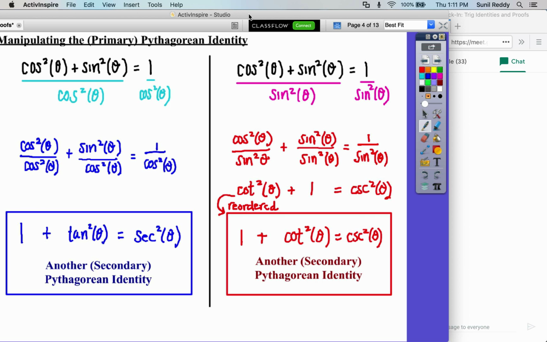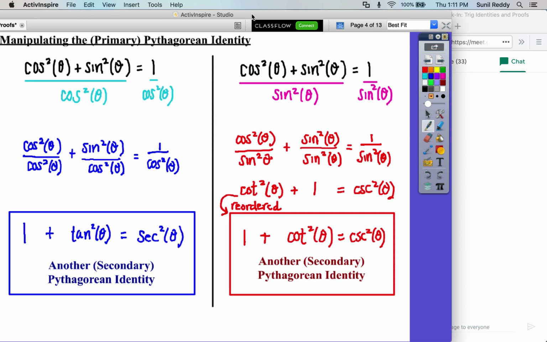On the next page, I derived 2 additional Pythagorean identities by taking the Pythagorean identity that I have in black on both sides, and for each one, I divided by cosine squared on the left side of the screen and sine squared on the right side of the screen. I chopped up the fractions, okay, on the second line, and then in blue, cosine squared over cosine squared is just 1.